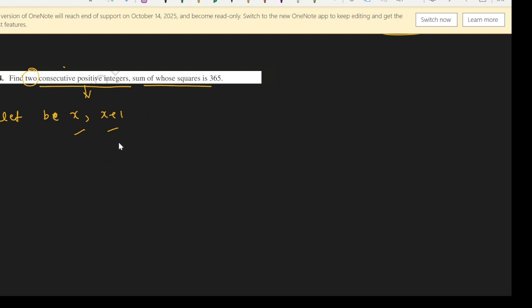Now sum of whose squares is 365. That means same condition. Sum means what? First of all add them, so that you will get 365. Along with adding them, we have to square also, right? This is the meaning. So now the rest of the things is x square plus 2x is equal to 365. Rearrange the equation and get the value of x. If you rearrange the equation, you will get the answer easily.